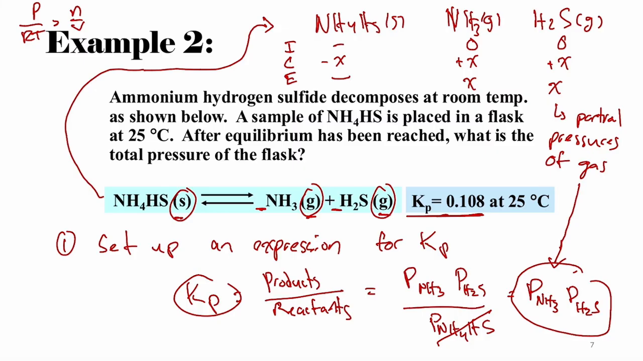I say you don't have to set up an ice table for this because you can just look at this and realize that, well, if I start off with 0, the amount of ammonia and hydrogen sulfide has to be the same for both of them. Why? Because of just the stoichiometry in this case, right? If I start off with 0 of those 2 gases, then whatever I create has to be the same for both ammonia and hydrogen sulfide.